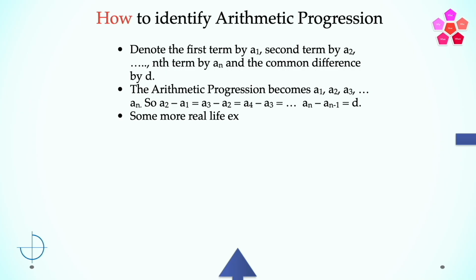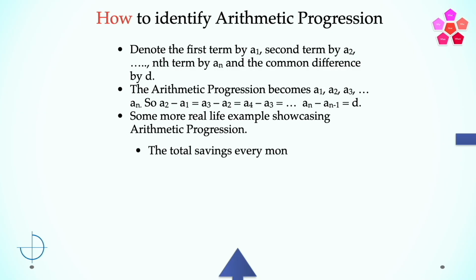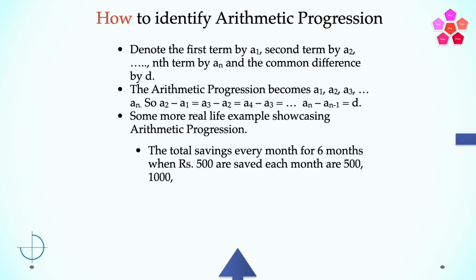Some more real-life examples showcasing arithmetic progression are: say the total savings every month for 6 months when rupees 500 are saved each month are 500, 1000, 1500, 2000, 2500, and 3000.